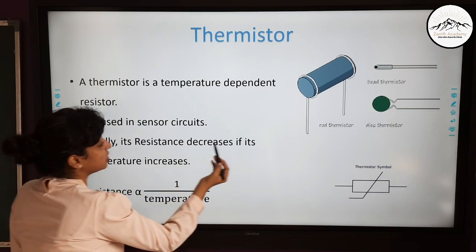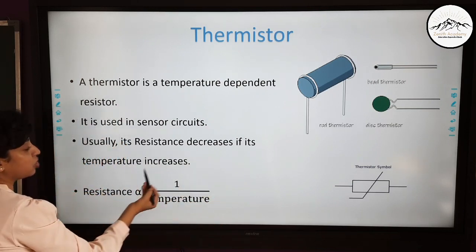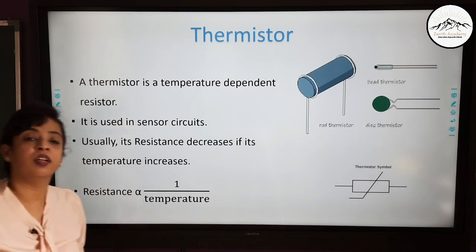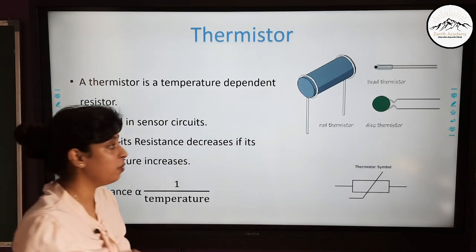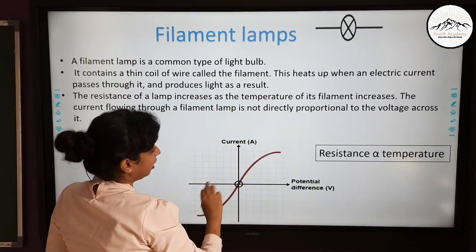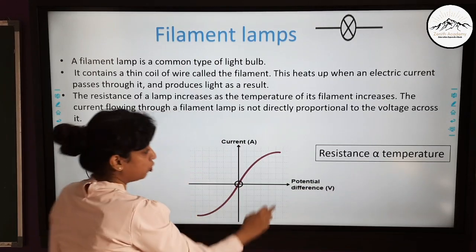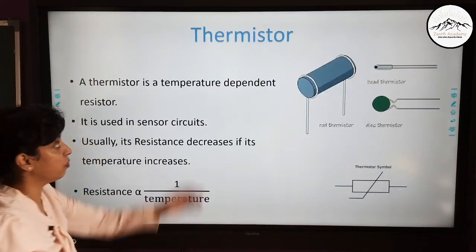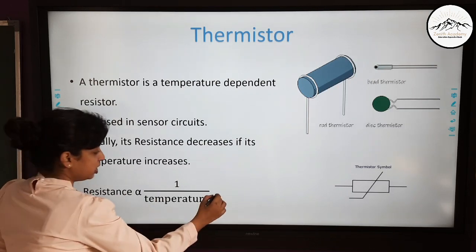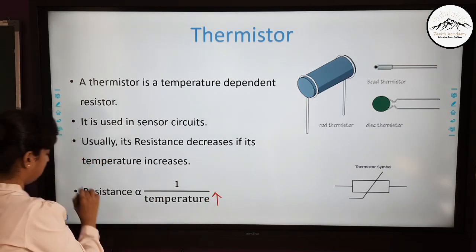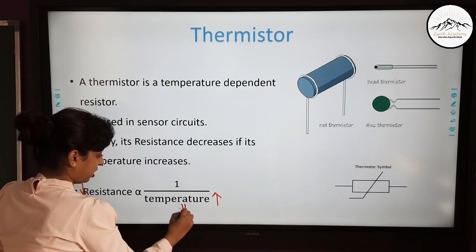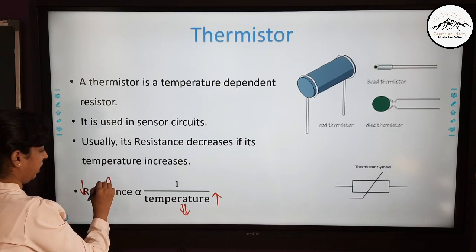Usually its resistance decreases if its temperature increases. So here you can see resistance and temperature are inversely proportional. You should remember that in the last case, in filament lamps, the resistance was directly proportional to temperature, and in the case of a thermistor, the resistance is inversely proportional to temperature. That is, if the temperature increases, the resistance will decrease, and vice versa. If the temperature decreases, the resistance will increase.